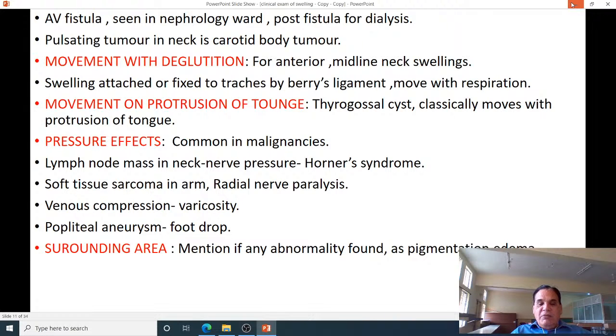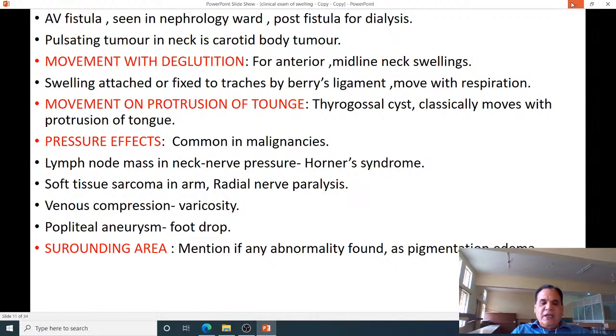Soft tissue sarcoma in the arm, radial nerve paralysis. Wherever the veins are compressed, what will you get automatically? Varicosity. And in a large popliteal aneurysm, always look at the foot. Foot drop is one of the signs of a large popliteal aneurysm.